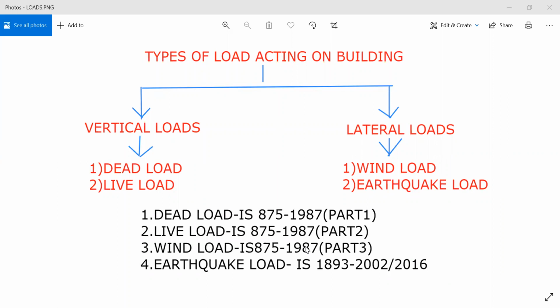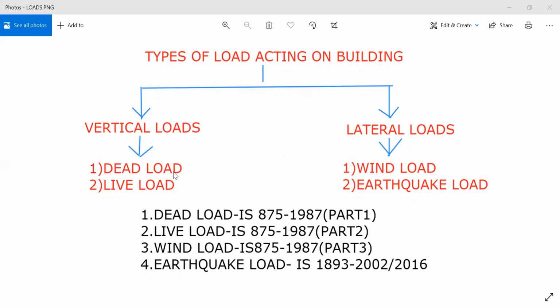In today's session, we are going to learn something about the types of loads acting on a building. Here we have classified the types of load into two parts, that is vertical load and lateral load. Vertical loads are again categorized into two parts, that is dead load and live load. Lateral loads are classified into two parts, that is wind load and earthquake load.